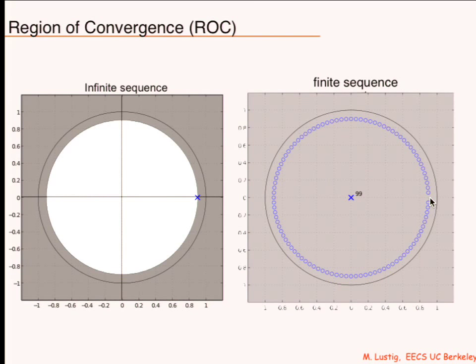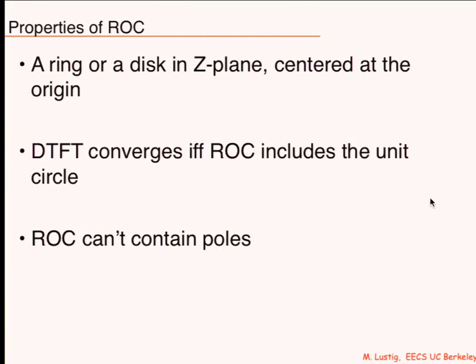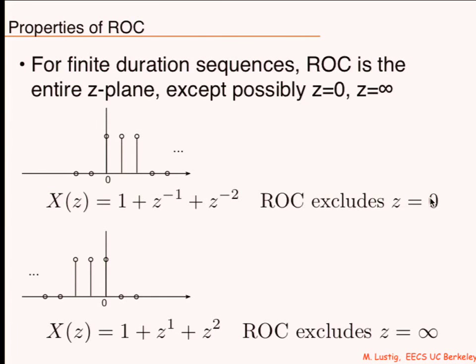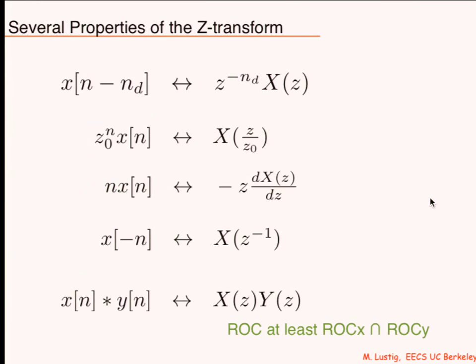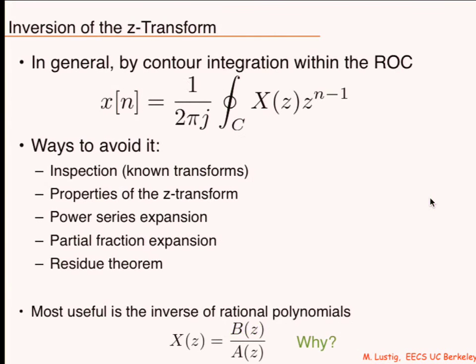Okay, I ran out of time. There's actually not that many slides left. One of them is properties of the ROC for different types of sequences, and so on and so forth. Some properties of the Z transform, and how you compute an inverse of the Z transform. One of the most useful ways to compute it is to decompose it into partial fractions. The reason that's useful is because transfer functions that look like that can be represented as an autoregressive moving average model, which is easy to implement.